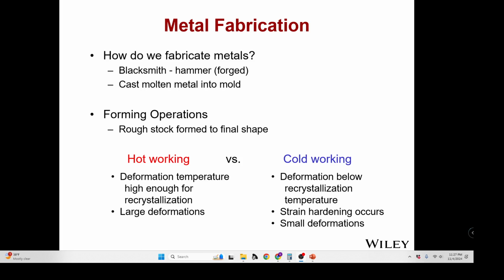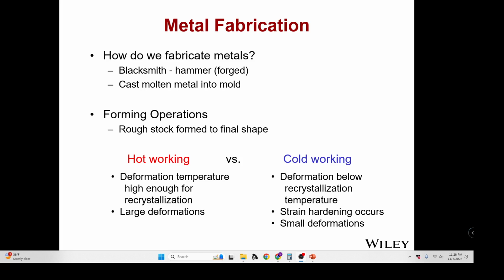So how do we fabricate metals? We've seen a lot of instances from our young British blacksmith. The idea of forging material, cast molten metal into a mold is fairly common. We've seen how some rough stock is formed to a final shape using forming operations through dies and things, especially in the case of hot working. So a lot of hammer forging and things are on the hot working side. Sometimes cold working, but mostly we're doing hot working in those.